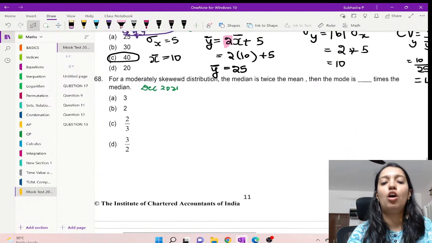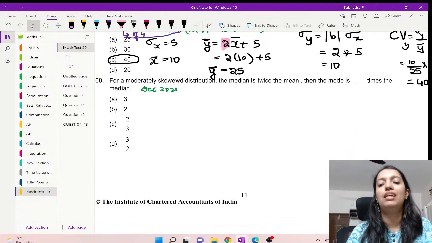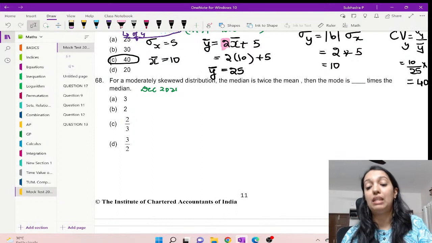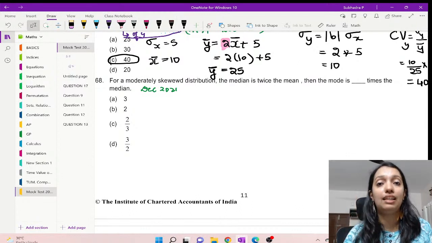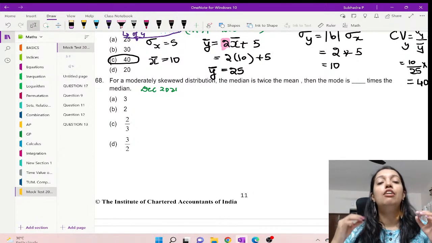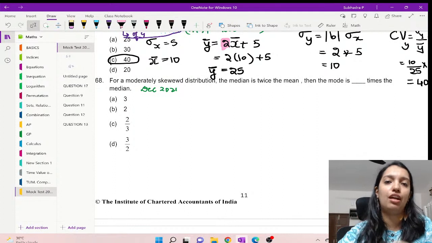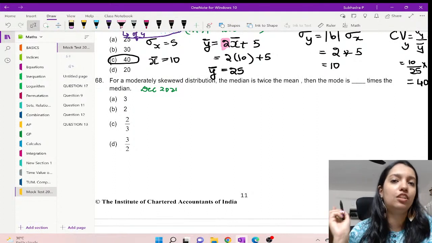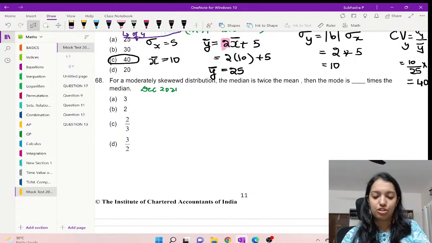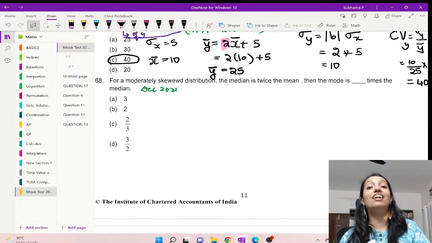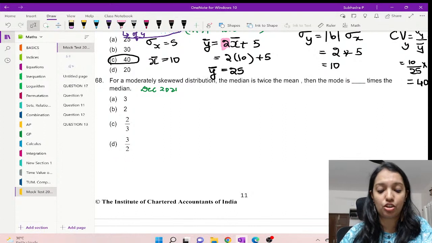Next. For a moderately skewed distribution, the median is twice the mean. The mode is dash times the median. Do you remember empirical relationship formula in statistics? Most important, frequently asked in examination. Every alternate exam, there is one question from empirical relationship. You all were getting confused during the classroom when we were solving.